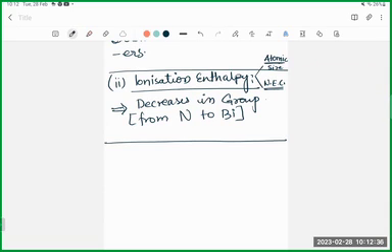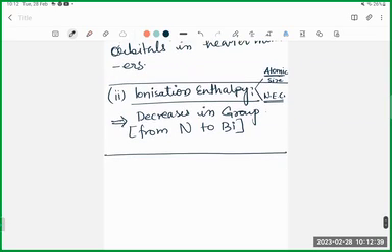Okay. The next, after ionization enthalpies, we are going to learn about electronegativity. Electronegativity also decreases. This also depends on the same two factors.